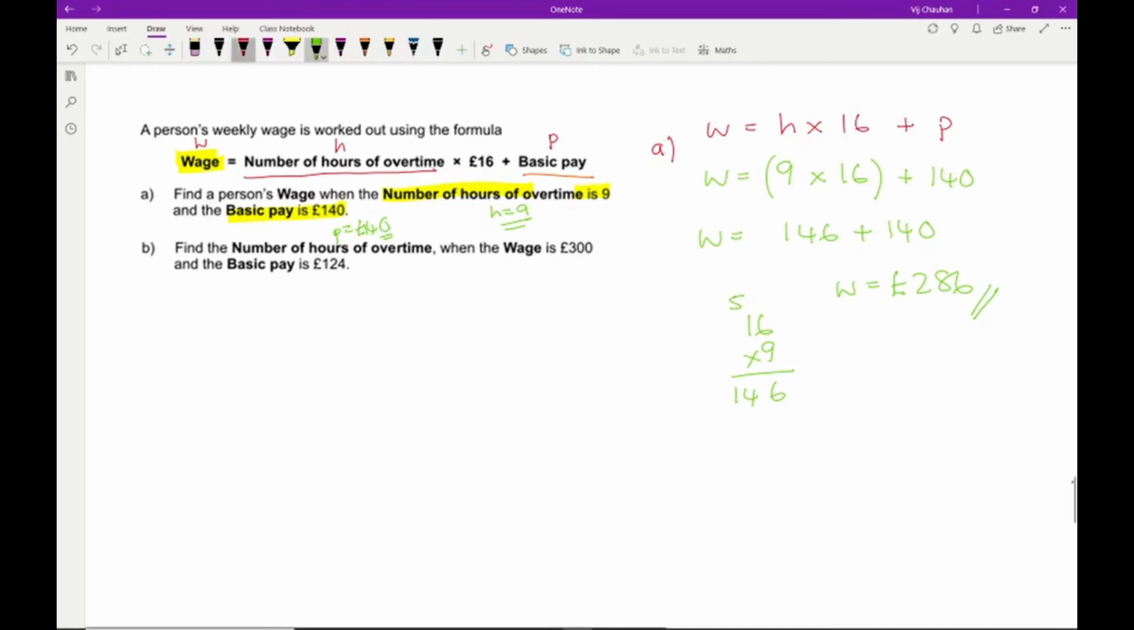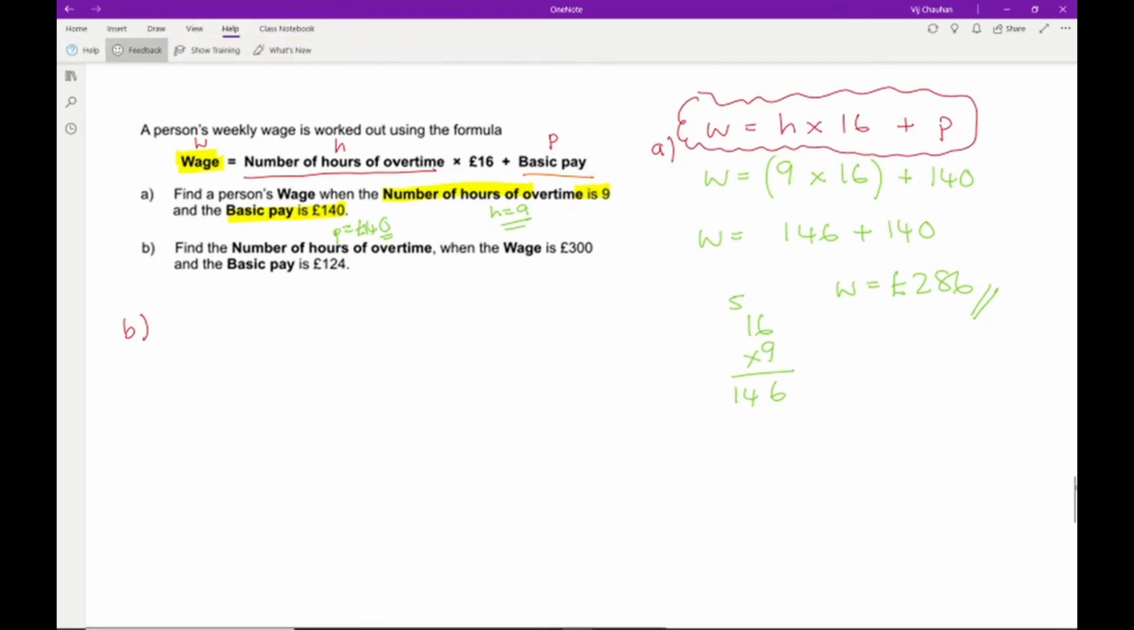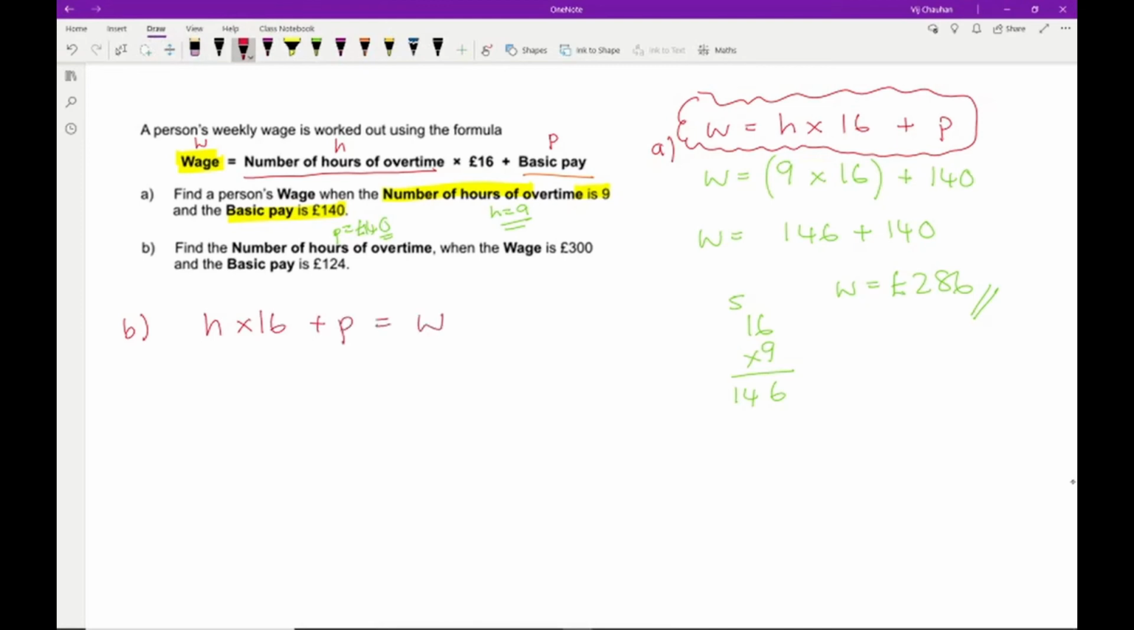Now the second question, part B, which I'll do over here, says find the number of hours of overtime when the wage is 300 and the basic pay is 124. So again, I'm going to take this formula here and I'm just going to rejig it. So I've got H times 16 plus P equals W. From this I can rewrite H times 16 as 16H plus P equals W.